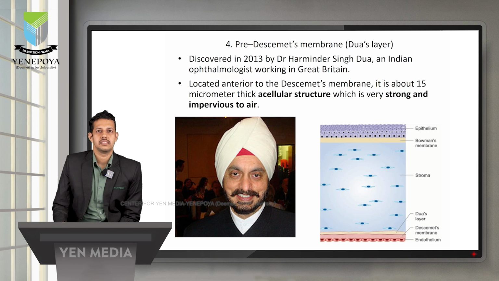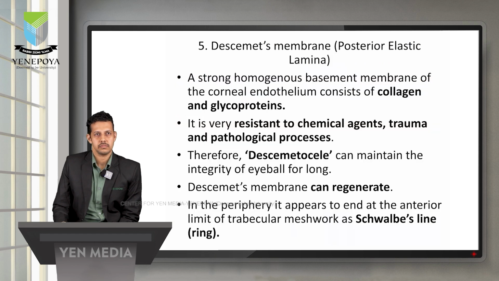The fourth layer is Dua's layer or the pre-Descemet's membrane. Dr. Harminder Singh Dua was someone who discovered this layer in 2013. This layer is again made of collagen. It is very strong and impervious to air. The fifth layer is Descemet's membrane. It is again very strong collagen fibrils and glycoproteins. It is resistant to chemicals, stromal and any kinds of pathological process.